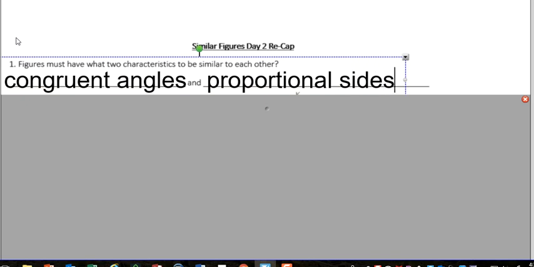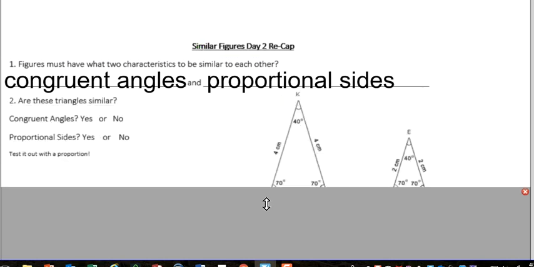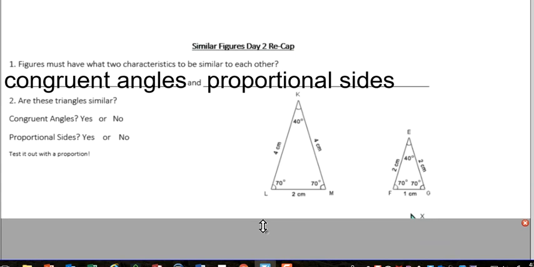Okay, so those are two things we have to check for every single time that we are determining whether two figures are similar. If they have congruent angles, so their angle measures are the same, and if they have proportional sides. So we're going to go ahead and test it out with this first problem. Number 2 says, are these triangles similar?